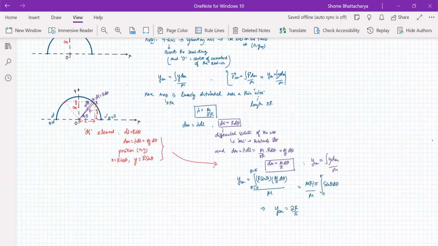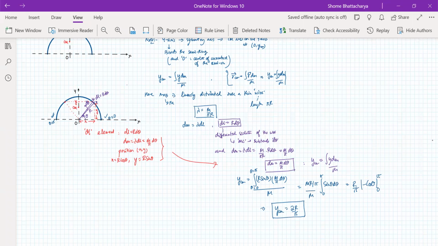Now having done this derivation, we will commit this to memory as a standard formula. We will have to keep in mind this example as a standard formula so that we can apply it in problems. The integration of sine theta is minus cos theta, and when we put the limits 0 to pi, you can see that you will get 2.